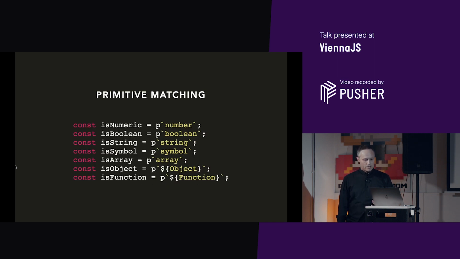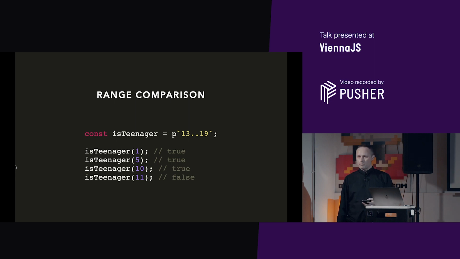We've got primitive matching. So here we're checking against number, boolean, string, symbol, and array. And you can pass in stuff into that. You can pass in any sort of JavaScript primitive you want, so you could pass in the actual JavaScript primitive inside the template literal and do that there. We've got range comparison. So here teenager is just checking to see if the number is between and including 13 to 19.